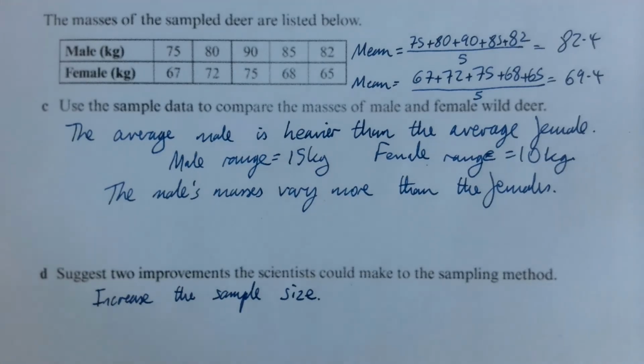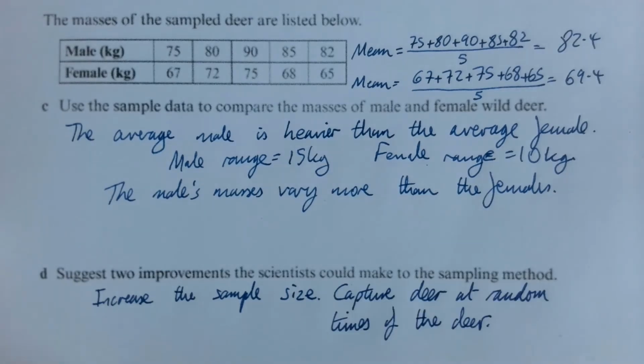So you need to introduce a random element in some way. So one thing you could do is capture deer at random times of the day, for example. I suppose something else you could do is catch lots more deer than that and then make a sampling frame and make a list of them and then pick them from that. But that would take a lot more effort, wouldn't it? But yeah, something to randomize it. Okay, we've just got one more question to go, and that'll be that.